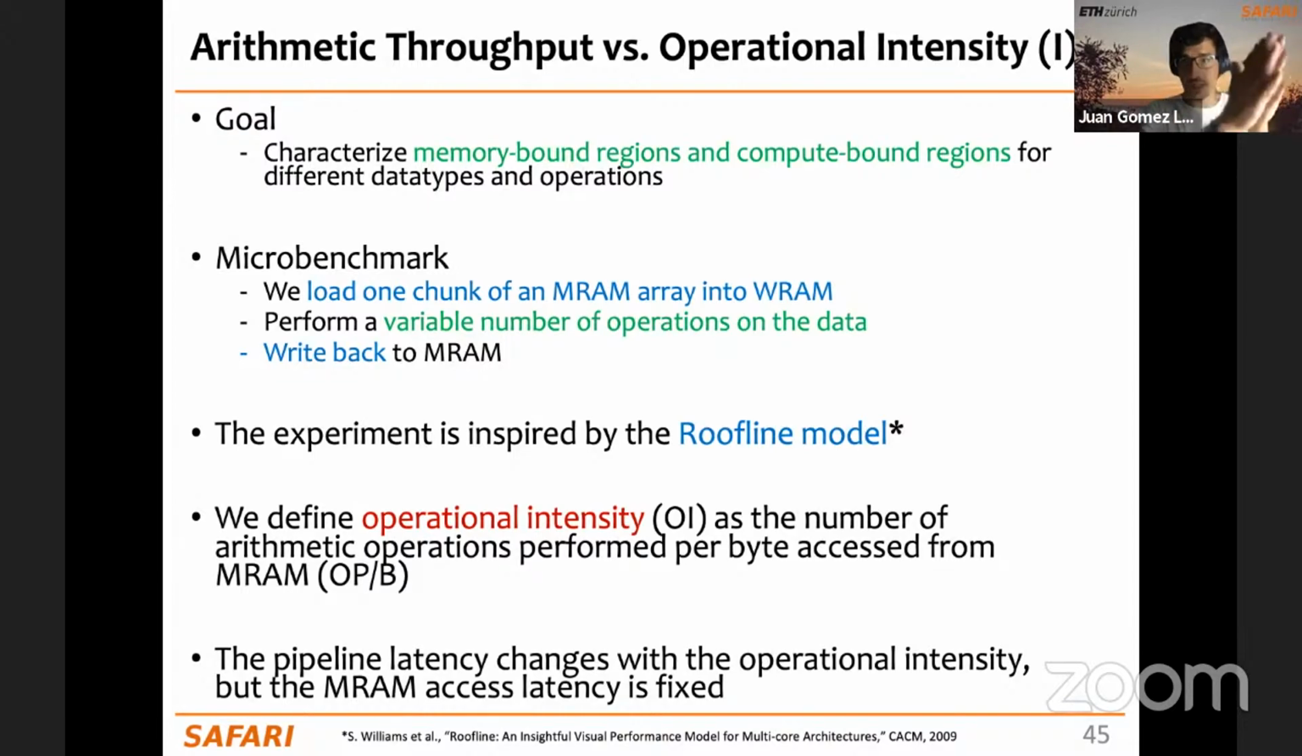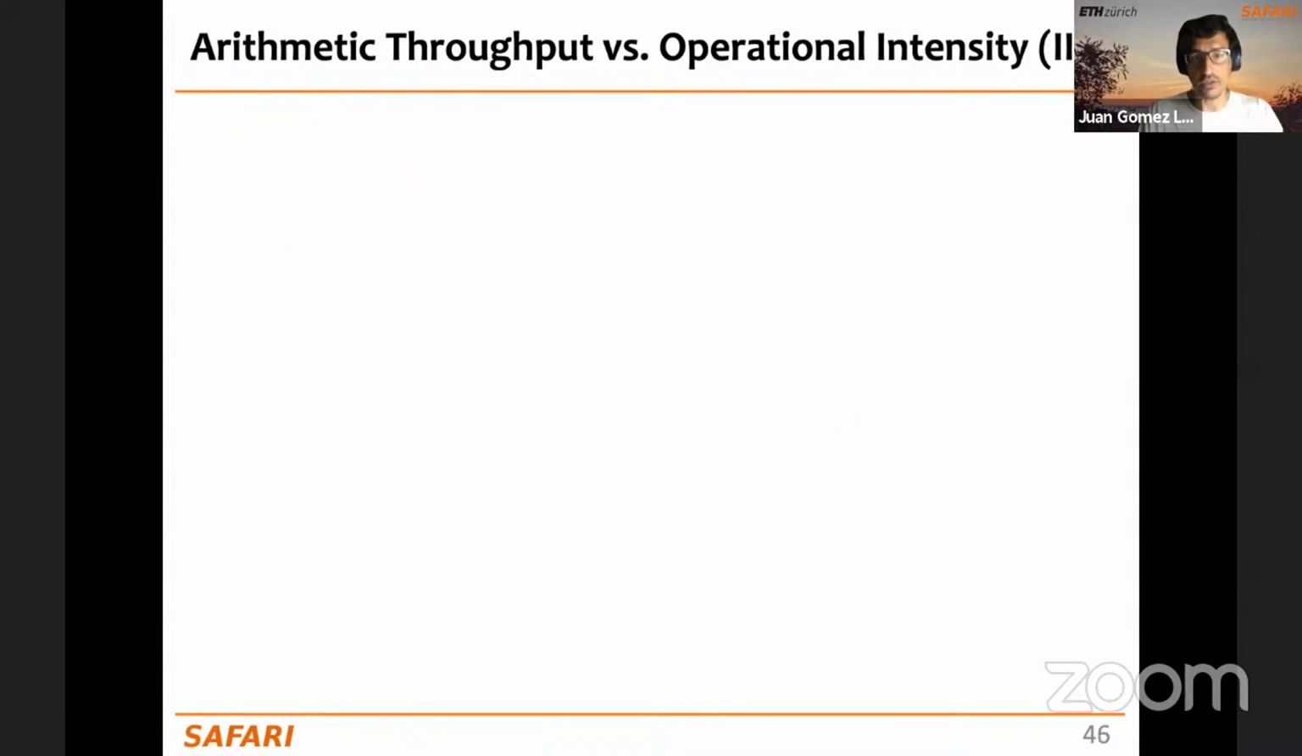And these are the instructions in the pipeline that determine the pipeline latency. As you can see, the pipeline latency is going to depend on the operational intensity, because higher operational intensity means more instructions executed in the pipeline, but the MRAM access latency is fixed. And why is that? Because we are bringing one chunk from MRAM to WRAM, then computing a variable number of operations on this, and then writing back the chunk, but the size of the chunk is always the same, right? So that's why the MRAM access latency is fixed.